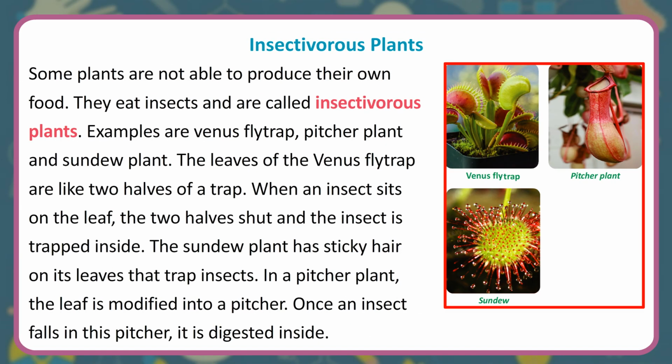Insectivorous plants. Some plants are not able to produce their own food. They eat insects and are called insectivorous plants. Examples are Venus flytrap, pitcher plant and sundew plant. The leaves of the Venus flytrap are like two halves of a trap. When an insect sits on the leaf, the two halves shut and the insect is trapped inside. The sundew plant has sticky hair on its leaves that trap insects. In a pitcher plant, the leaf is modified into a pitcher. Once an insect falls in this pitcher, it is digested inside.